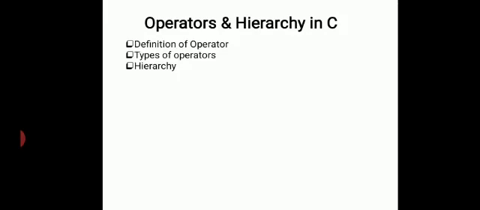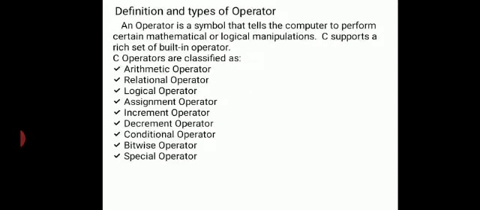Now we discuss operators in C. What do you mean by operator? An operator is a symbol that tells a computer to perform certain mathematical or logical manipulations. It is called an operator. An operator is a symbol that tells the computer to perform certain mathematical or logical manipulations.